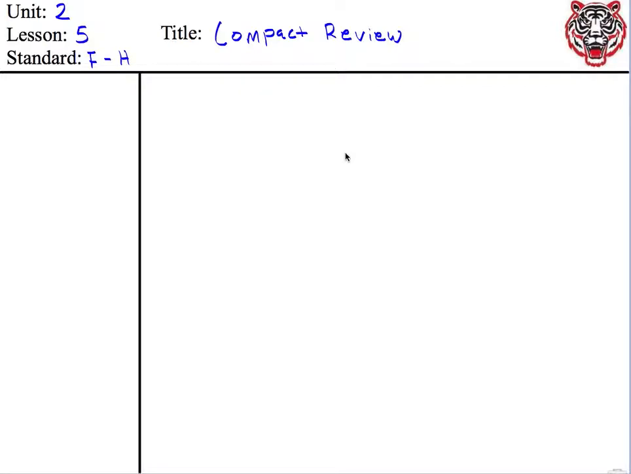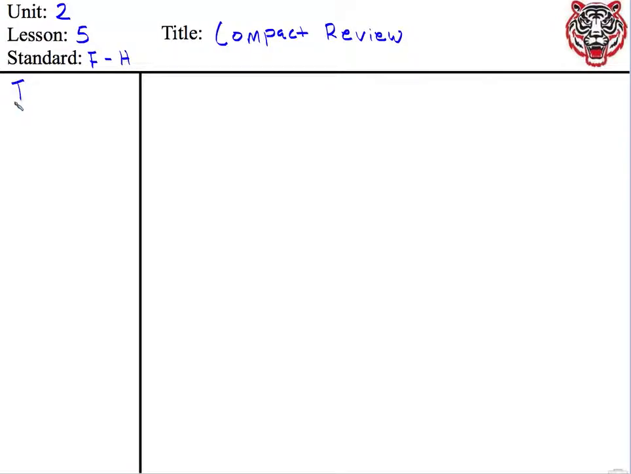All right, this is going to be Algebra 2. We are on Unit 2. We're not really on Lesson 5 because, I mean, it is the 5th lesson that we're doing in this unit, but it's not the normal Lesson 5 in our curriculum. We're just going to do some compact review today. All right, so the first thing that I want to talk about are inverses.